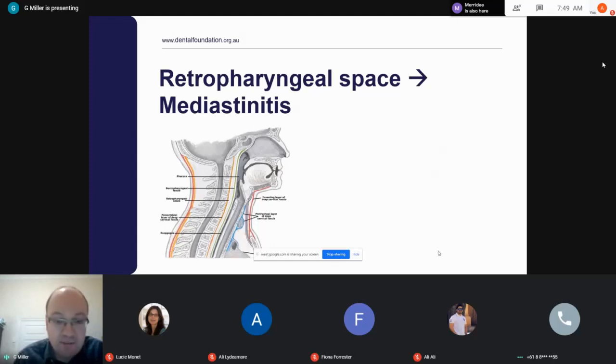Mediastinitis has a 90% mortality rate. So again, rare that this will present, but if it does, it is very, very serious. Again, management is immediate ICU referral, CT, IV antibiotics, and oral and maxillofacial surgeon involvement.